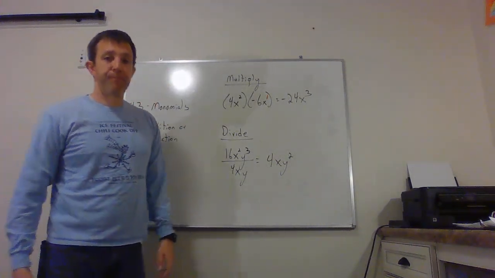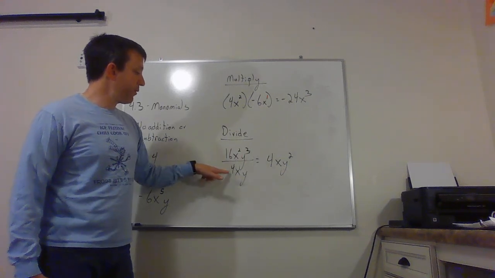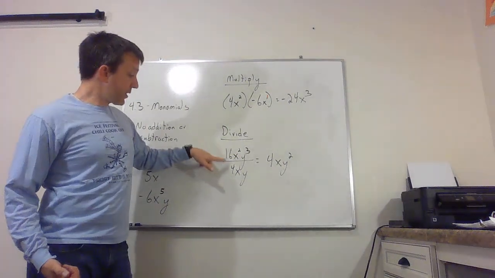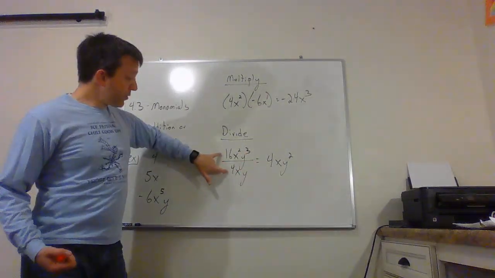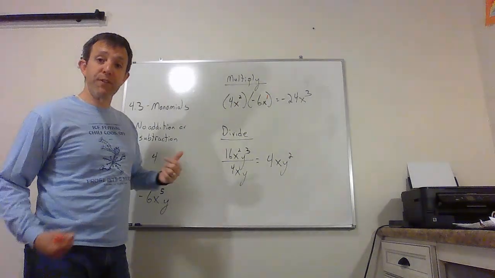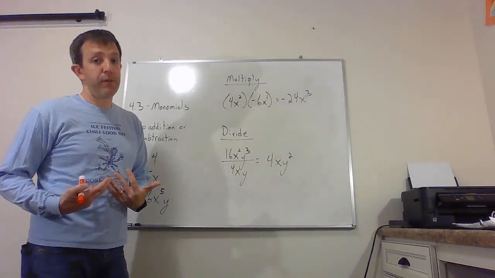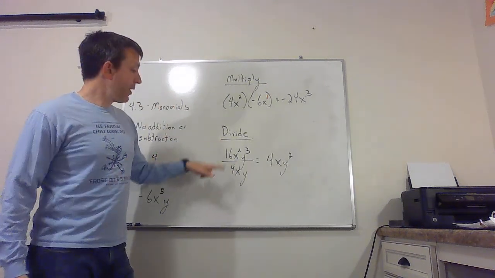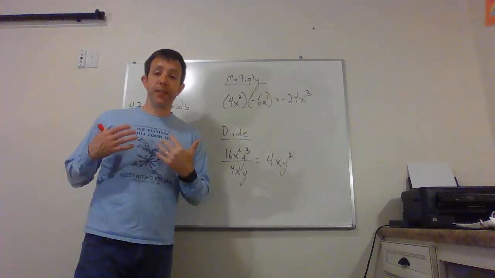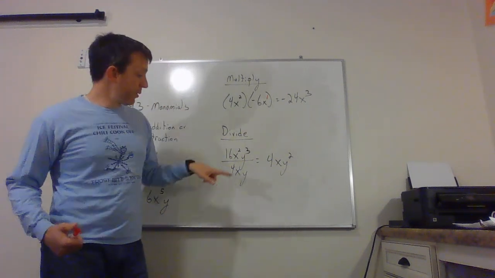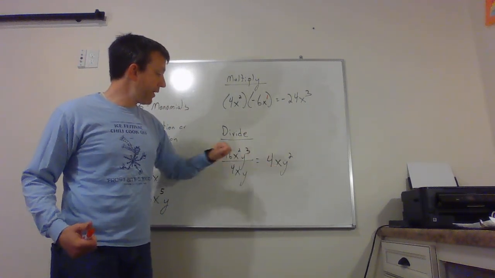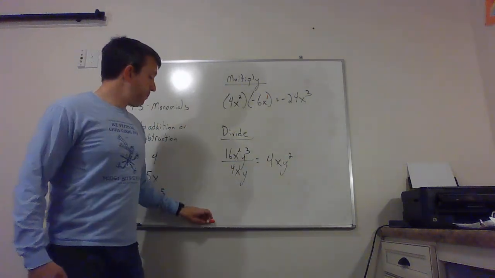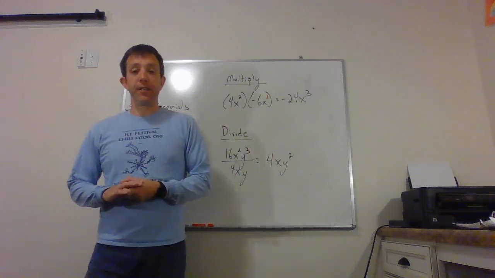We can divide them. I have 16x squared y to the third over 4xy. Remember, the division is top divided by bottom. So 16 divided by 4 is 4. If these two numbers were switched, if it was 4 over 16, we would get 1/4 instead of 4, because the division is always top divided by bottom. And remember, when we divide things with the same base, we just subtract the exponents. So 2 minus 1 gives me 1, so I just have an x. And 3 minus 1 gives me 2, so I have y squared. And like I said, all of that is stuff that we've already seen.